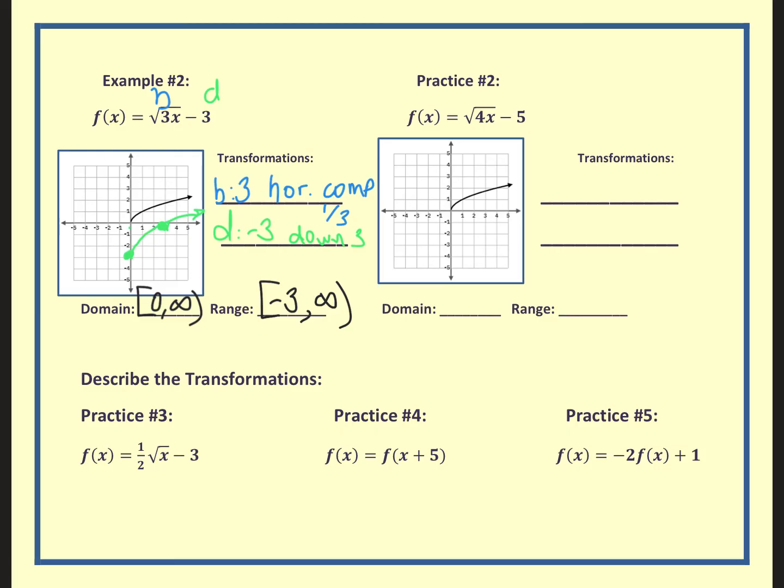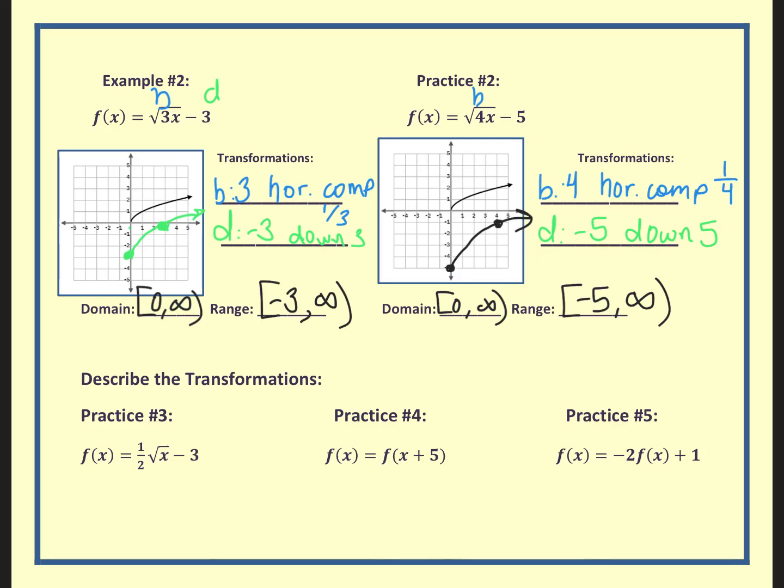Go ahead and pause this video and try practice number 2 on your own. Okay, let's look at what you did so far. So this was a B value. So B was 4, but it had a horizontal compression of 1/4 because you take the reciprocal of it. Okay, and your D was a -5, so this graph was going down 5. So the graph went down 5, and it had a horizontal compression, which looks similar to a vertical stretch.